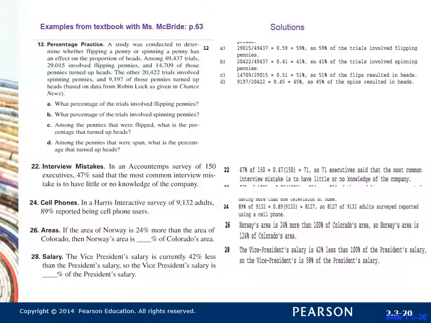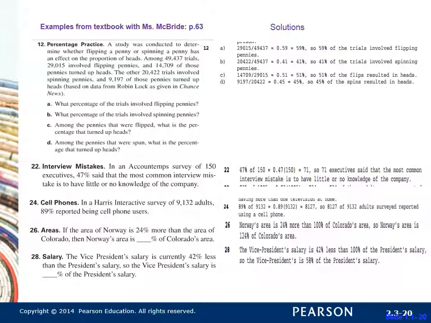Okay, sorry. So we do our 20,422 divided by our total, which gives you 41% involved spinning the pennies. Now, they switched questions on you. Among the pennies that were flipped, what percentage turned up heads? So this time your denominator is just going to reflect the pennies that were flipped, which were 29,015, and of those, 14,709 turned up heads. So be careful, you're dividing by a different number here.